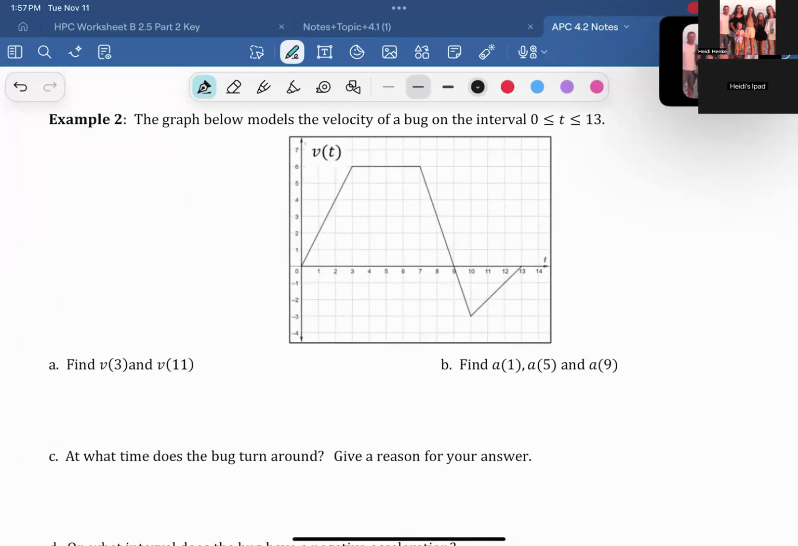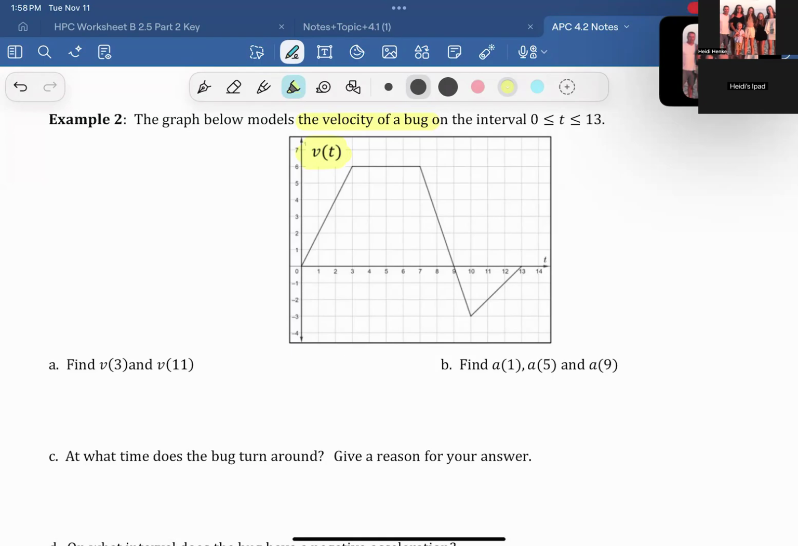Example 2, new given information. So last time they gave you an equation, this time they're just giving you a graph. When you are just given a graph, you need to be very careful that you pay attention to what this is the graph of. This is the velocity of a bug from times 0 to 13. So you are given the graph of velocity, not position. Remember, it goes position, then velocity, then acceleration. So that means this is velocity. This is the derivative of position.